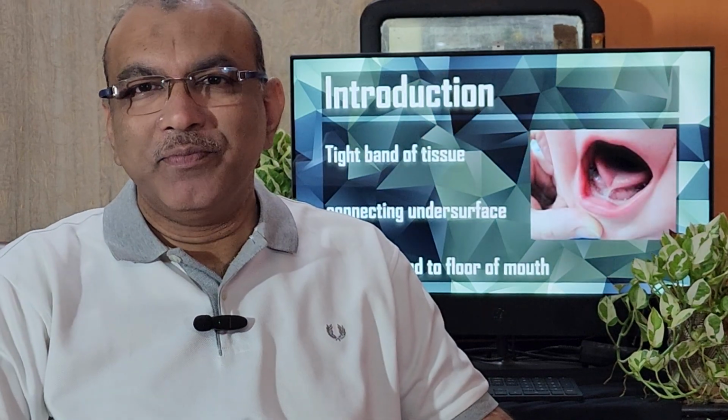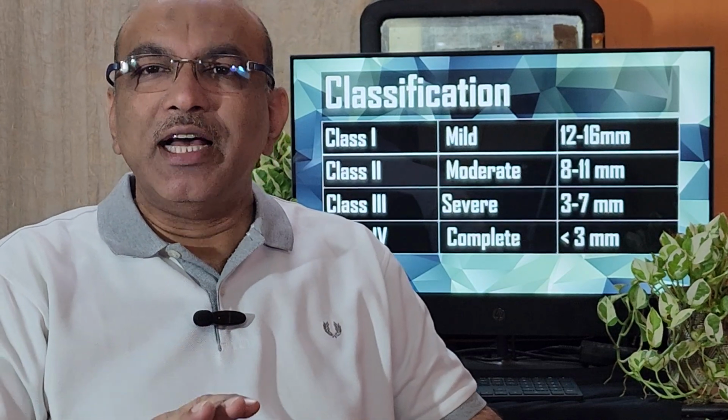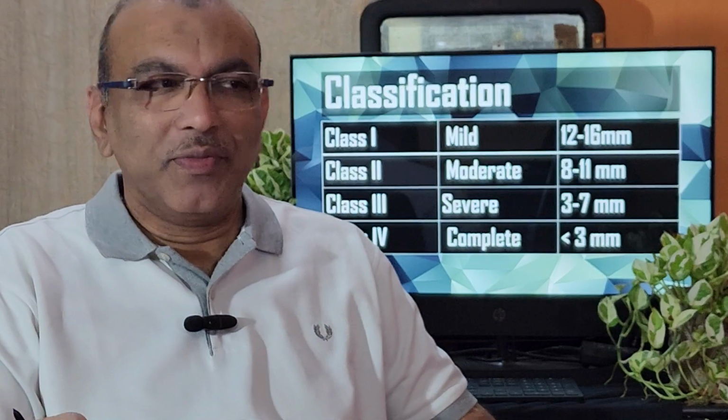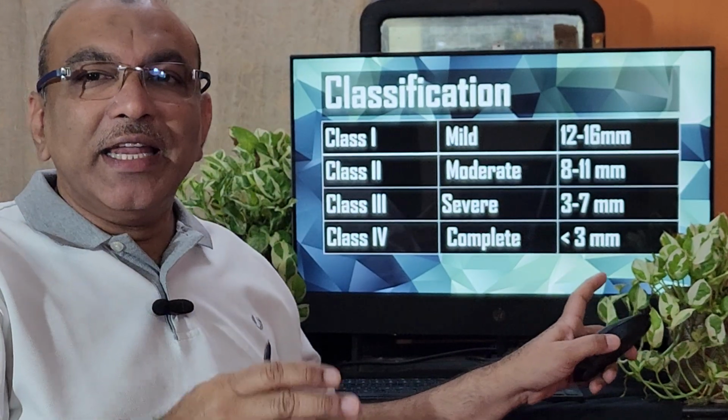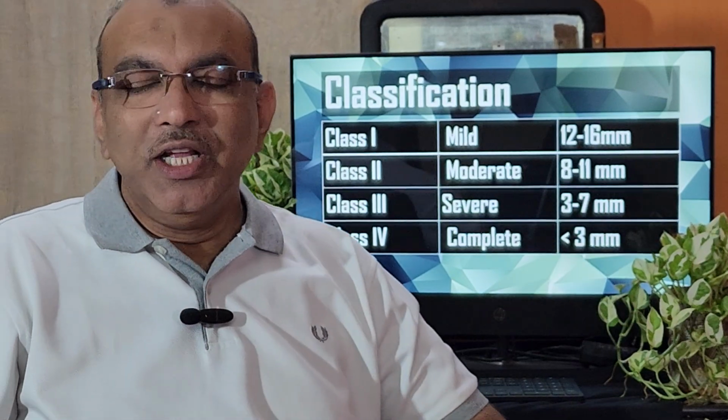Tongue tie means there's a band of tissue which connects the undersurface of the tongue to the floor of the mouth. The band of tissue sometimes starts from the tip of the tongue or maybe just behind that. Depending on the severity, it can be classified from mild to complete, grade 1 to grade 5, and I have given the measurements too.